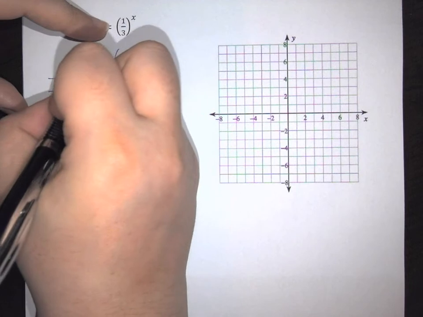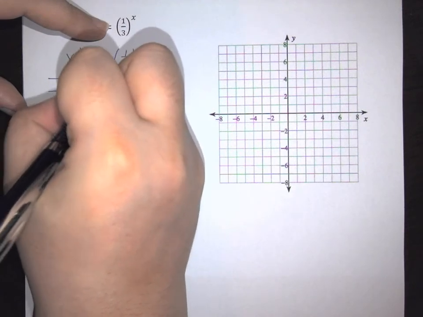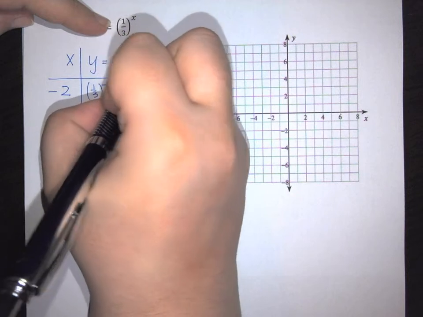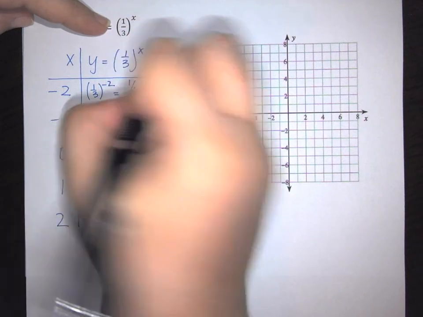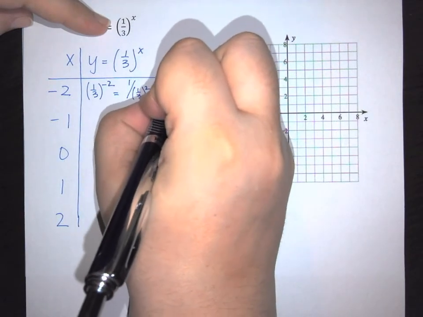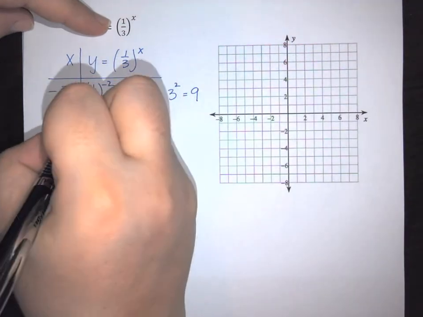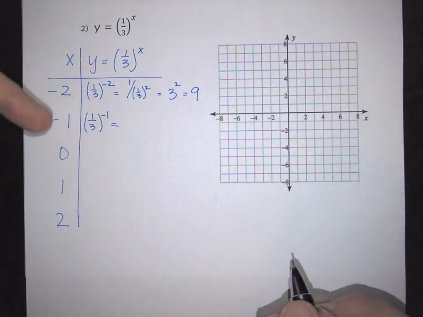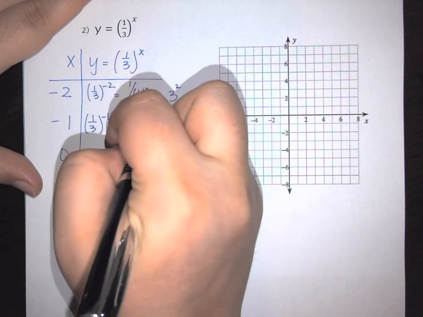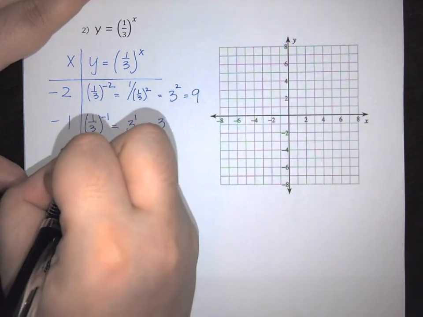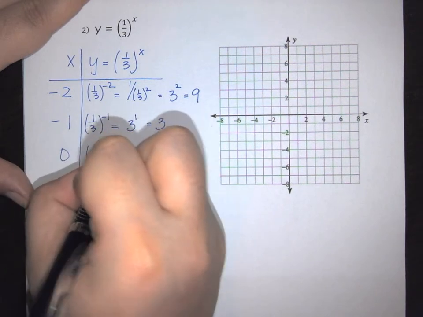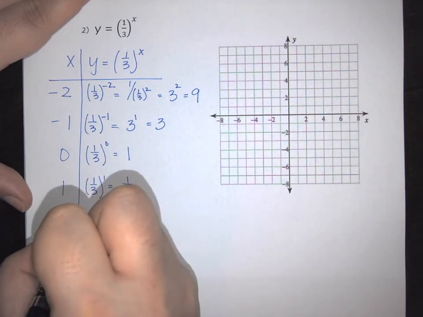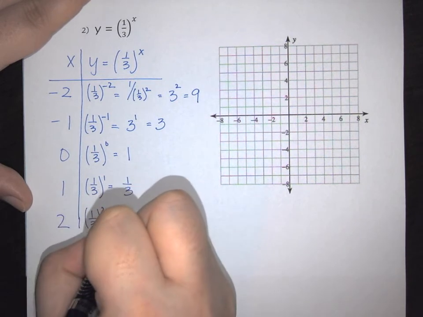So here we're going to go ahead and start. This is 1/3 raised to the -2. When we do that, we get 1 over my 1/3 squared, which is the same as 3 squared, which gives me 9. Here we're going to have 1/3 to the -1. Another way we can look at it is we're flipping that reciprocal around. So this becomes 3 to the first, which is 3. I then have 1/3 to the 0 power, which is 1. I have 1/3 to the first power, which is 1/3. And I have 1/3 squared, which is 1 over 9.